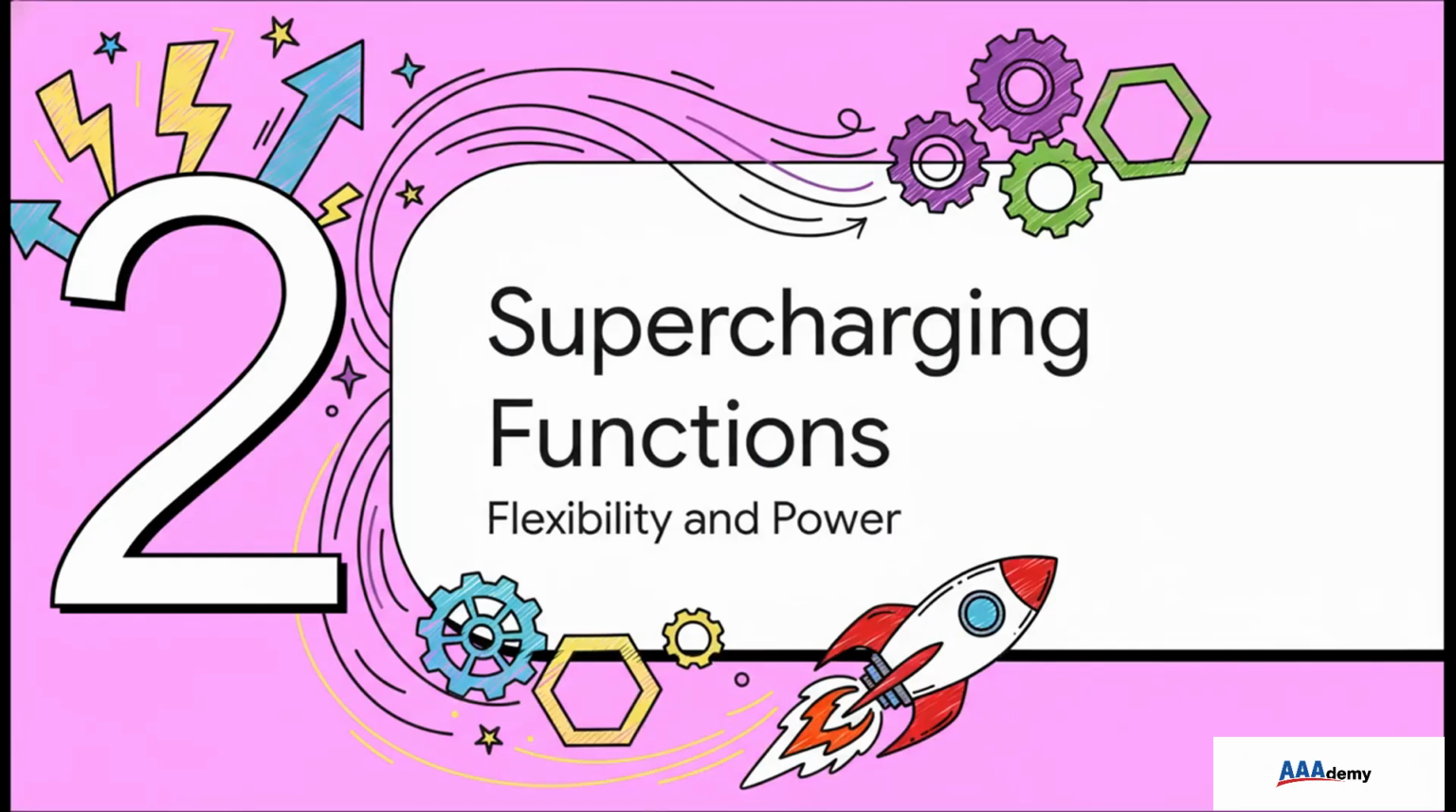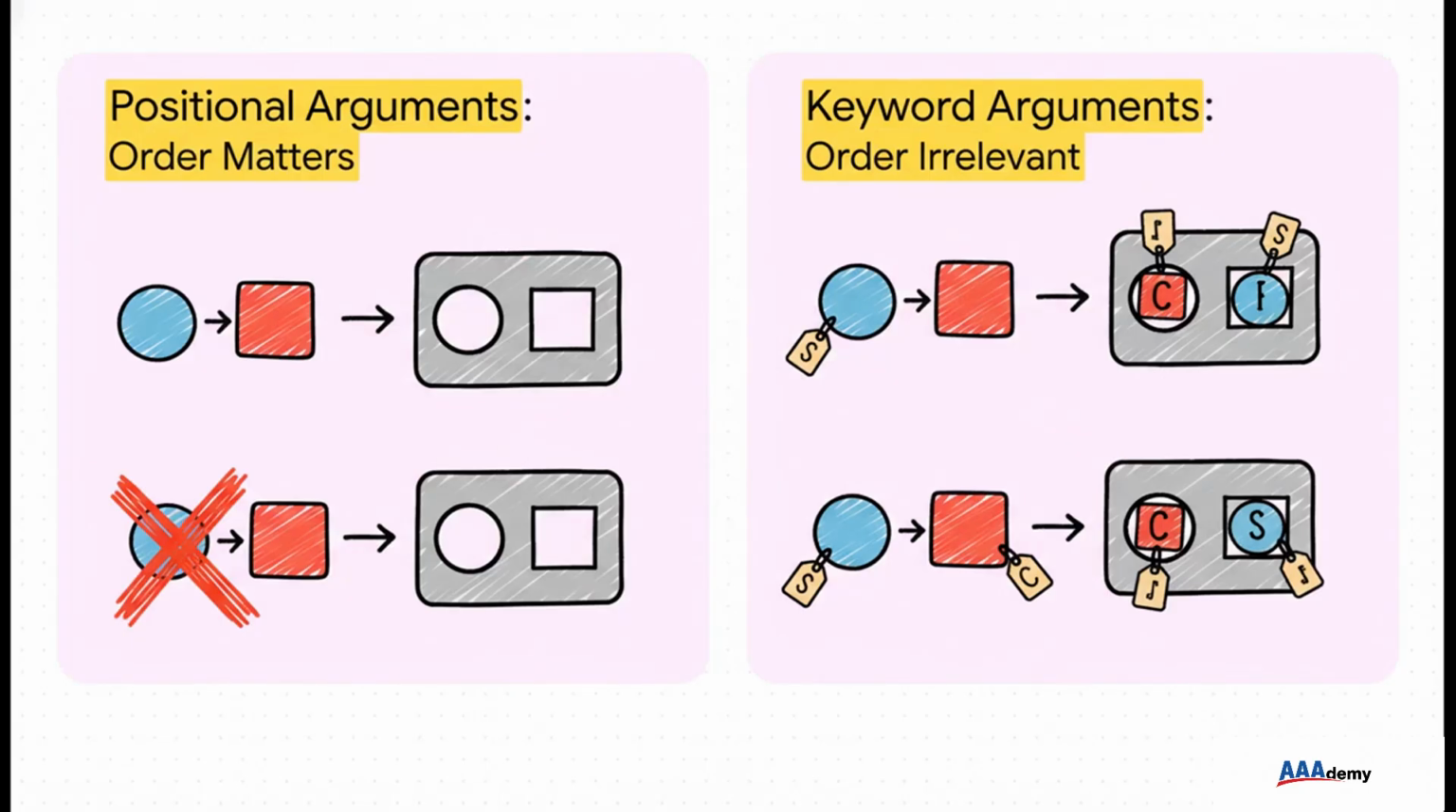Okay, so we've got the basics down. Now let's really supercharge these functions. We're going to look at how to make them way more flexible, way more powerful, and a whole lot easier to use. So, when you're feeding data into a function, you've basically got two main ways to do it. The first is with positional arguments. Here, the order is everything. Python just assumes the first value you give it is for the first parameter, the second for the second, and you get the idea. But with keyword arguments, you actually label the values, like name equals user.